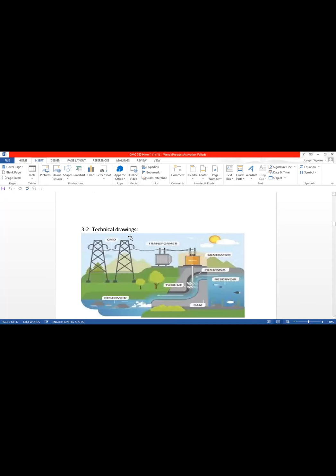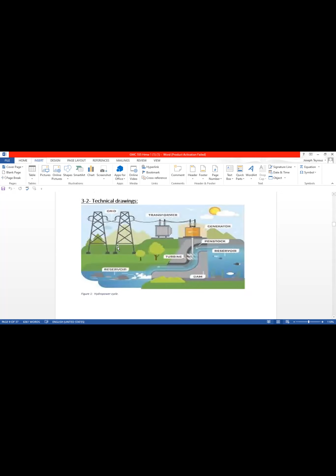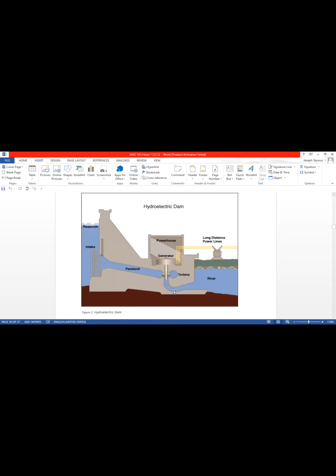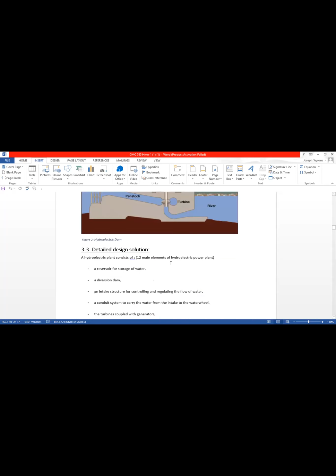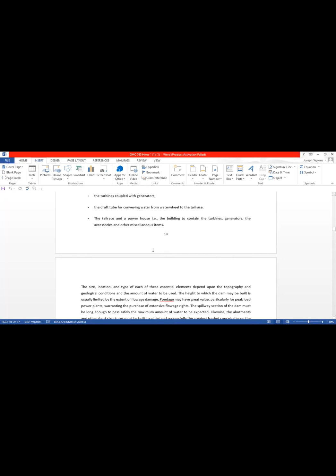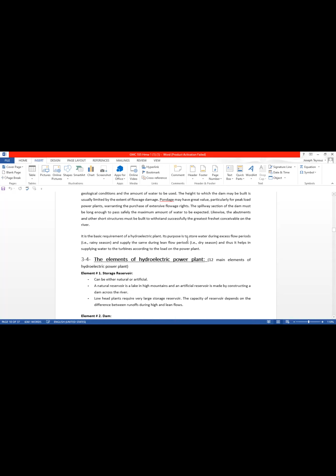Those are the technical drawings. We explained to everyone what the reservoir, the penstock, and the generator are. This is another drawing. Okay, here we can see the elements of hydroelectric power.